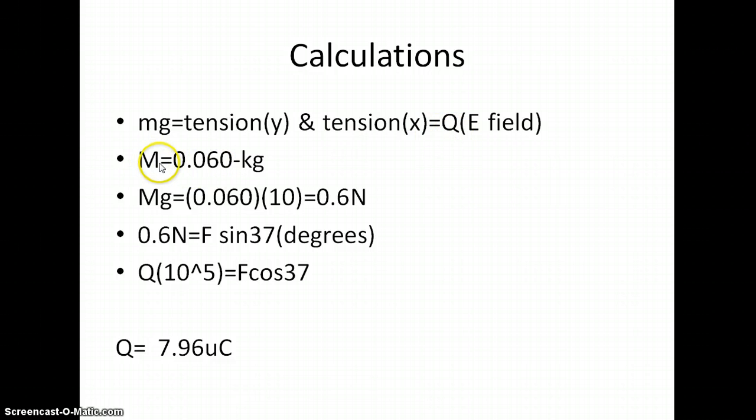Because we know the mass is 0.06 kilograms and the gravitational constant is 10, you can plug that in to find 0.6 newtons, which would equal F sine 37 degrees, or cosine of 53 degrees. And in the same way, you can figure that q times 10 to the 5th will equal F cosine of 37 degrees, or F sine of 53 degrees.